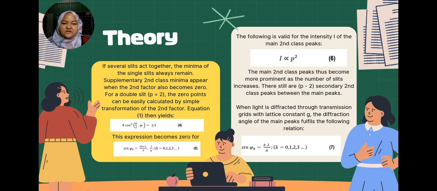When light is diffracted through transmission grids with lattice constant g, the diffraction angle of the main peaks fulfills the following relation: sine phi k equals k times lambda divided by g, where k is 0, 1, 2, 3.